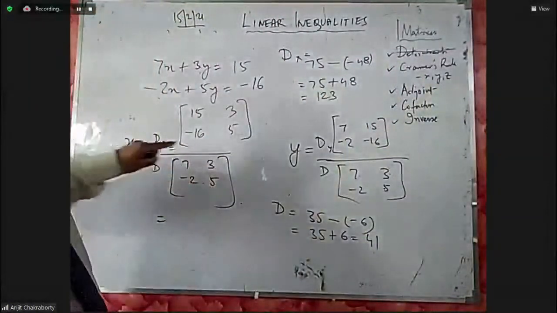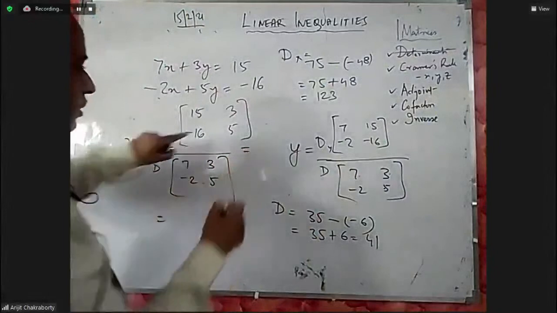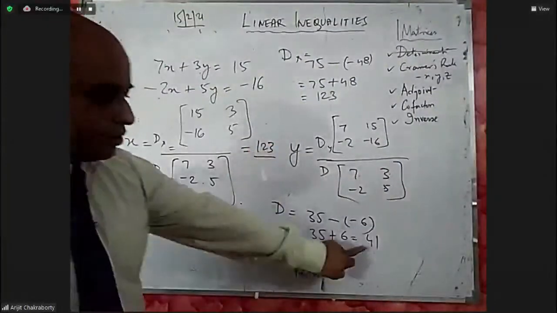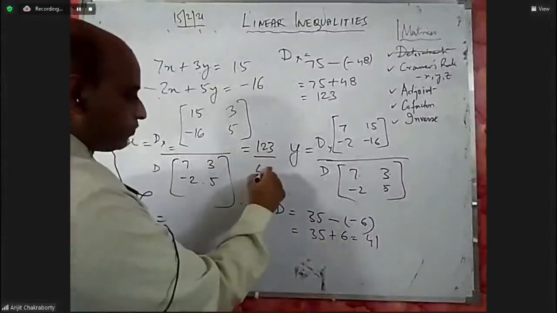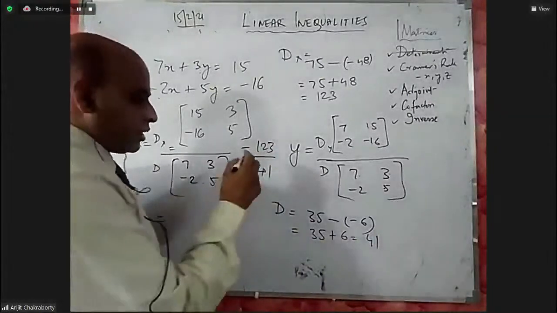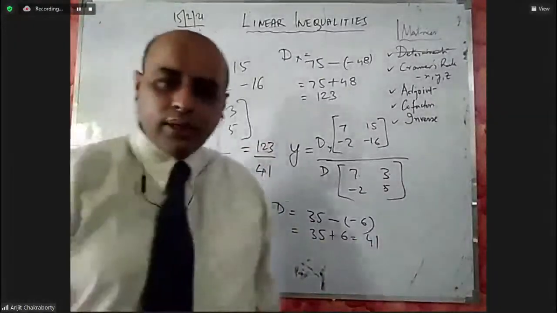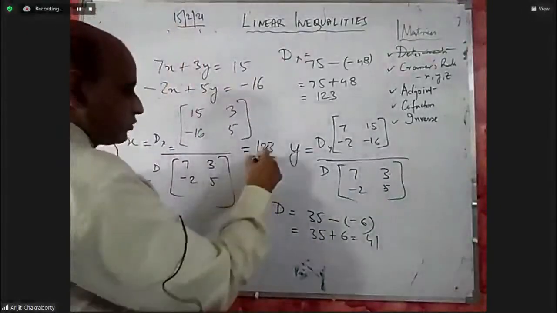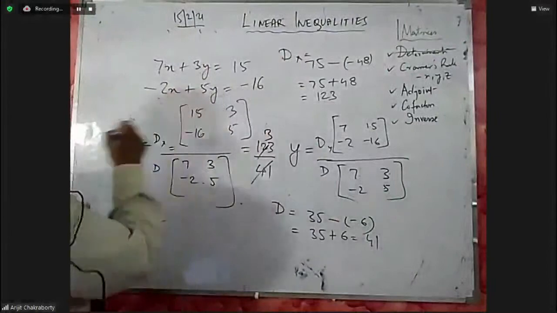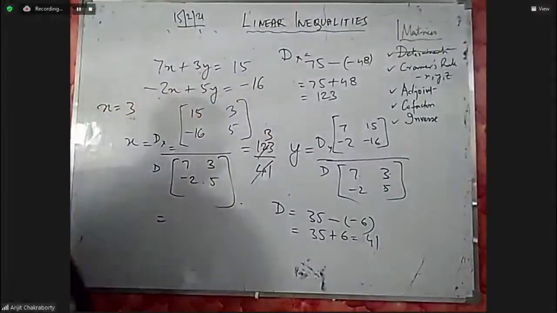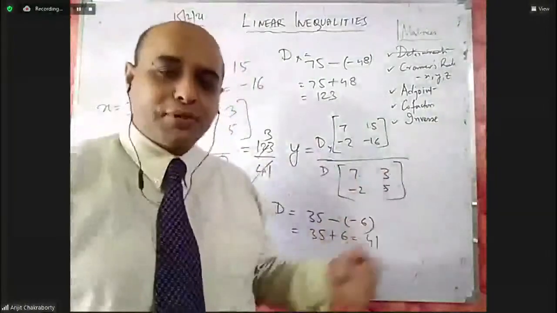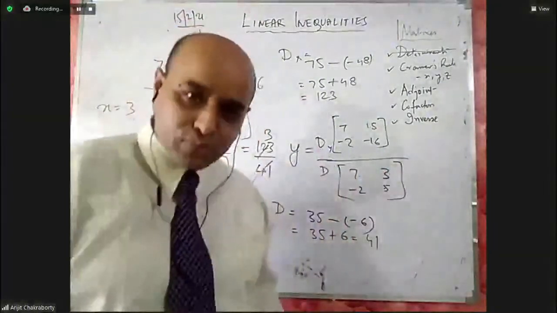So what is the value of x? X comes to the numerator, which is 123, divided by the denominator, which is 41. Does 41 go into 123? I think yes. 41 3s are 123. So I'm getting the value x is equal to 3. Great. Now let's work out dy and see if we can get the value of y as well.